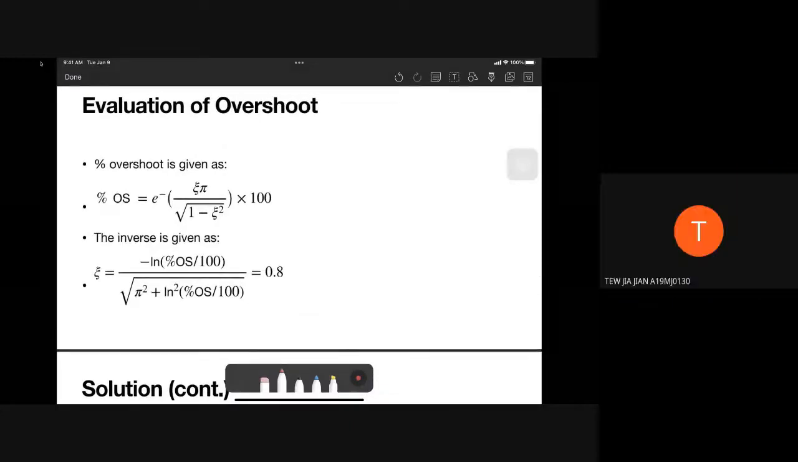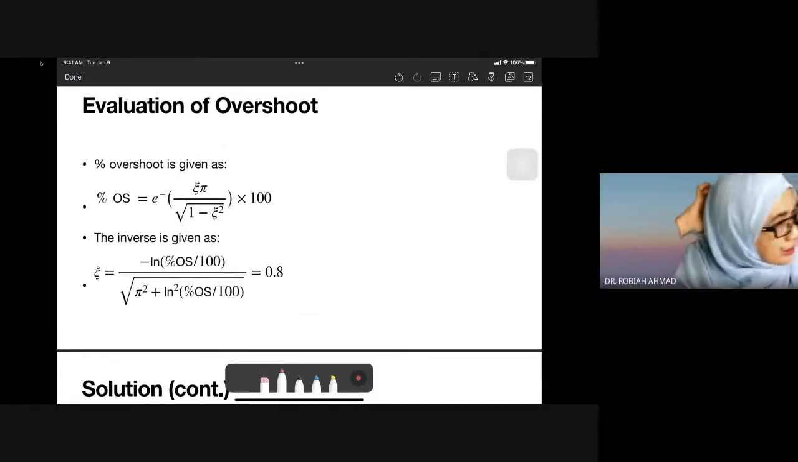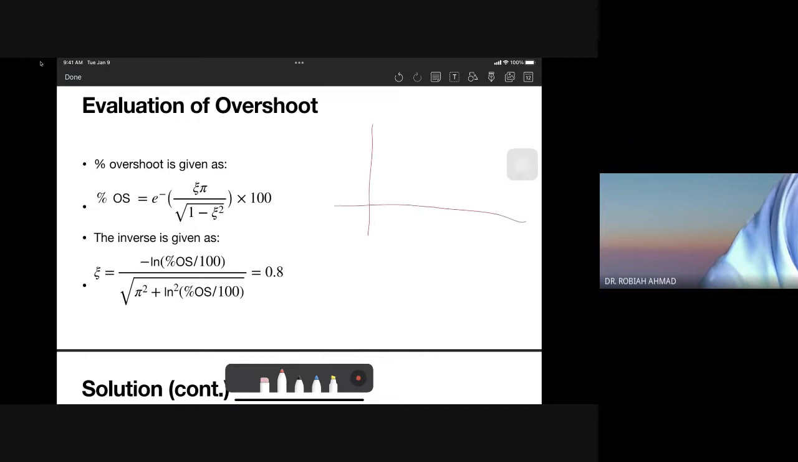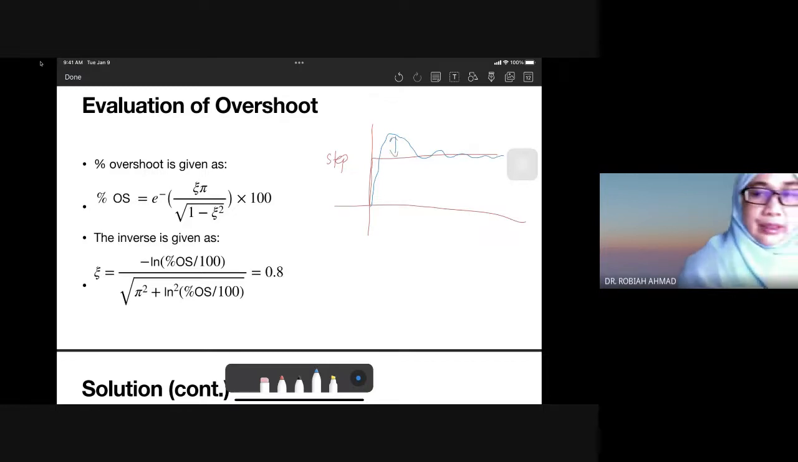Clear? Okay, so now because the design mentioned percent overshoot, we have to determine the value of K with overshoot of 1.52%. You still remember the transient response? If we have a step input, our response for the second order system looks like this. The overshoot is here, given at 1.52%.